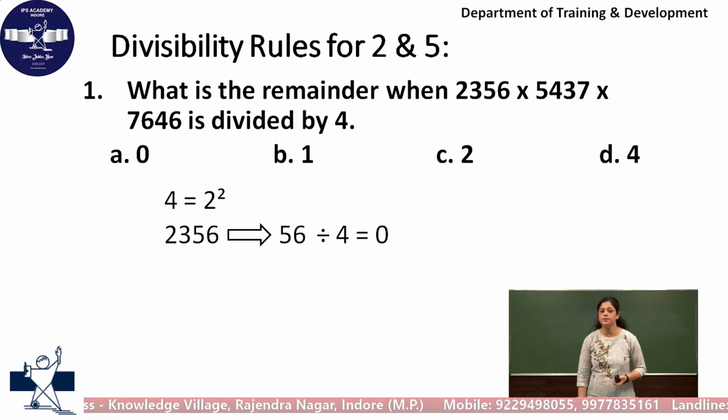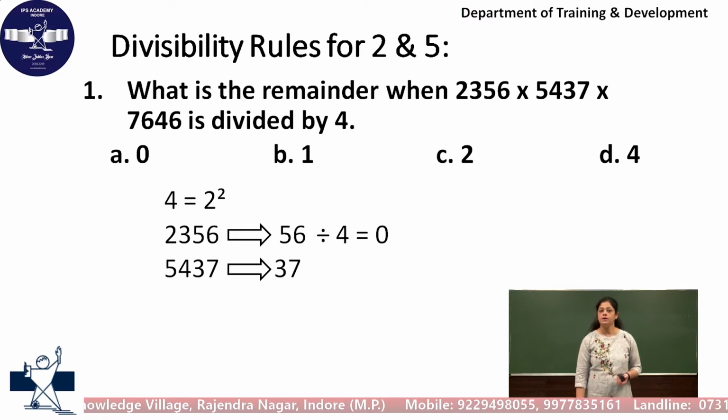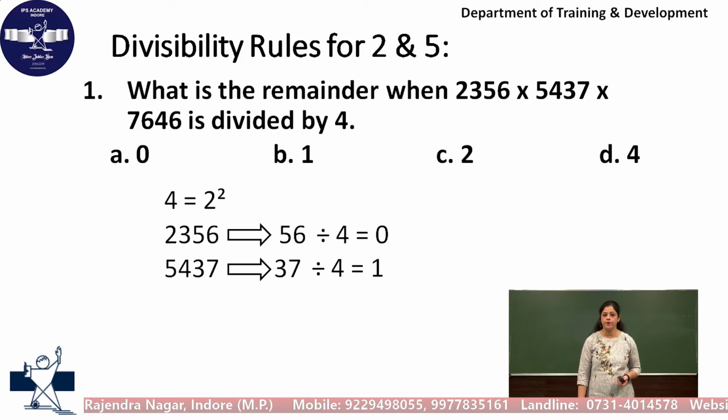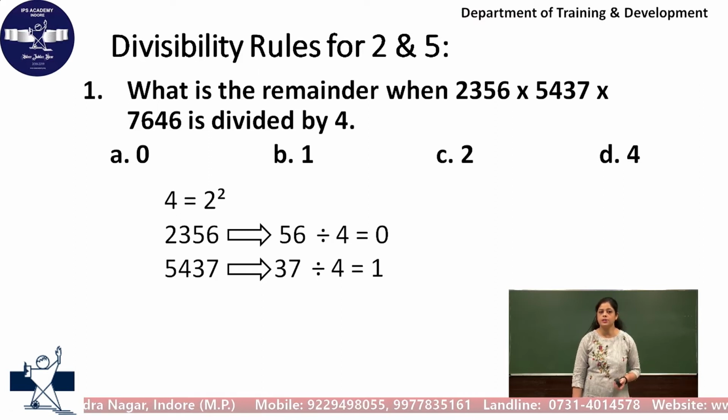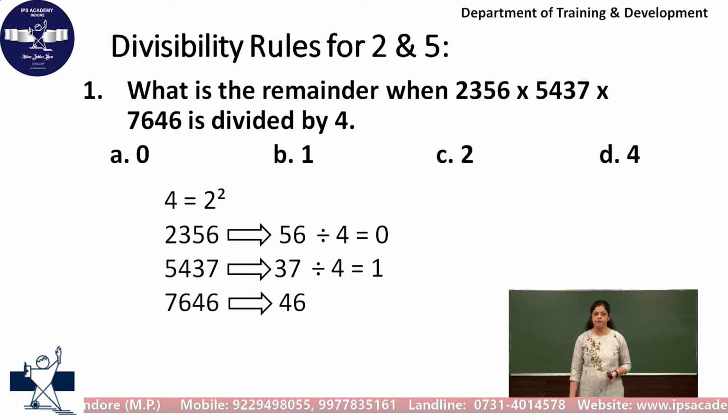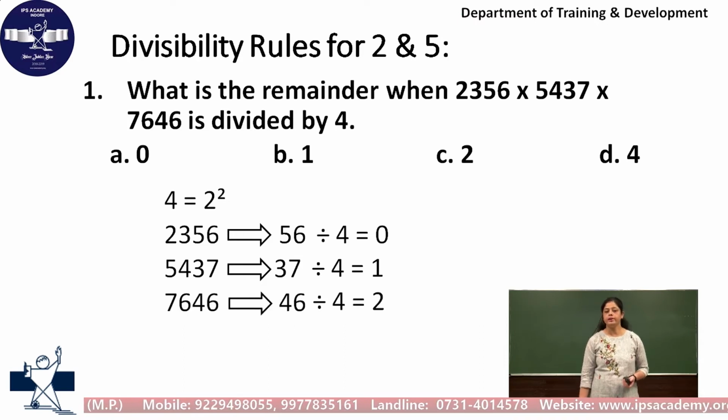Then we will see 37 divided by 4. What is the remainder? 4 nines are 36, so the remainder is 1. Right? Then if 7646 is divided by 4, what is the remainder? 46 divided by 4, the remainder is 2.